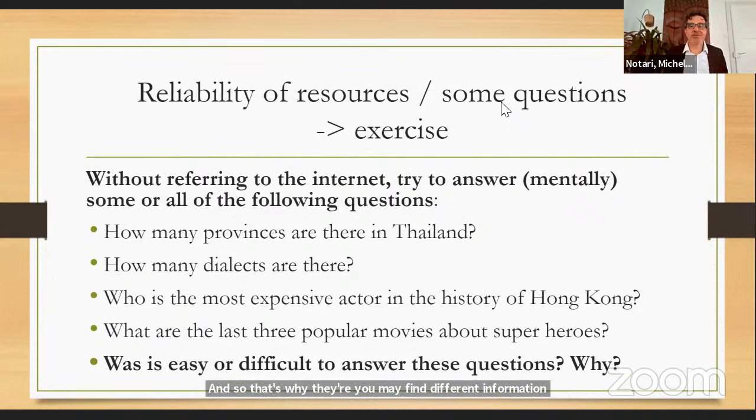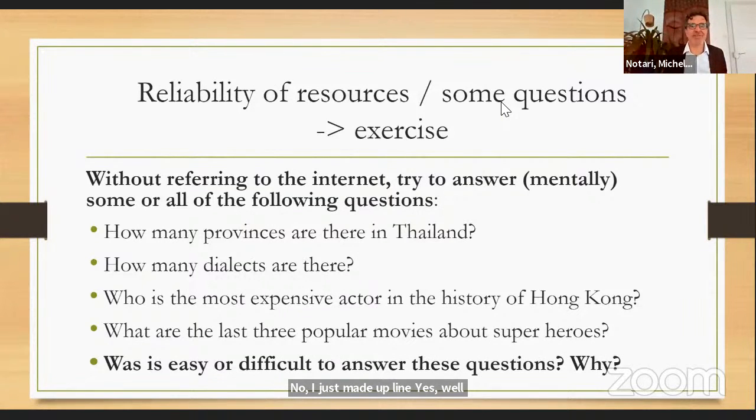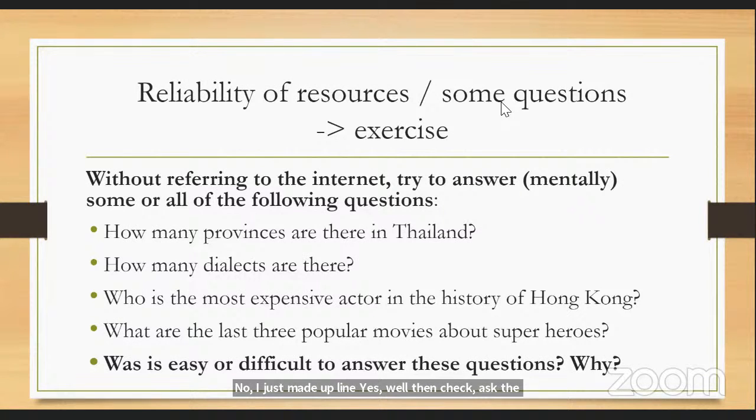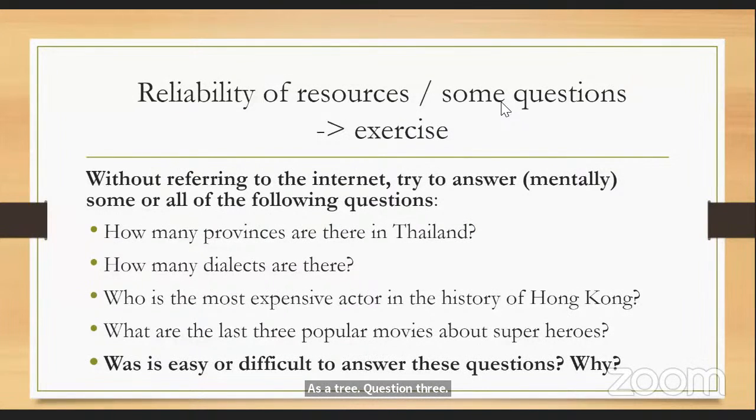Maybe someone, I think Lam Ho, did you check on the internet and the response was Jackie Chan? Is that correct? No, I just made a blind guess. Well, then check. Ask the question on the internet. Was it the answer of Google in Hong Kong? Answer 3, question 3. Okay, I try to do it now. Yeah, please.